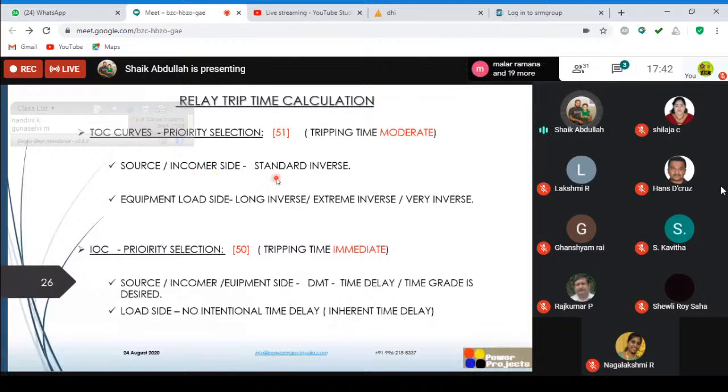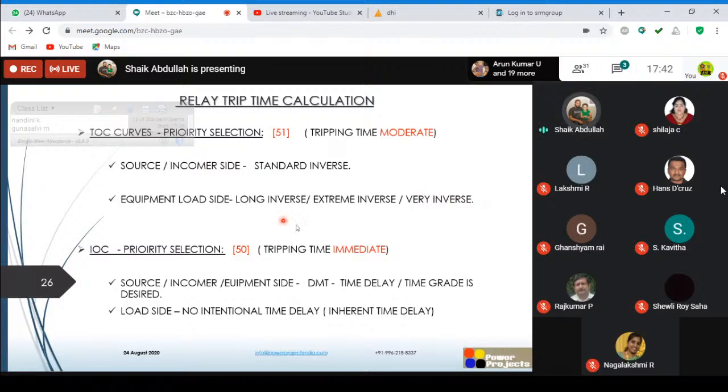That's why we have to consider trip time moderate type relays. The protection function is your TOC curves, and the ANSI code is 51. If it is equipment, at your load end, the dead end of your system or network, there we can use any inverse type curve. Widely we will go with extremely inverse, long inverse, or very inverse. So this is the one.